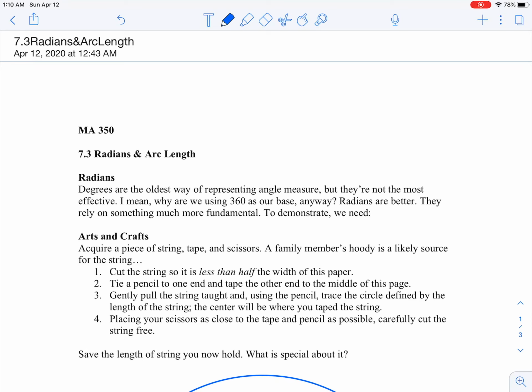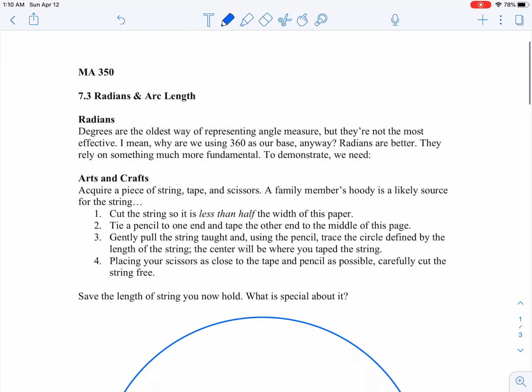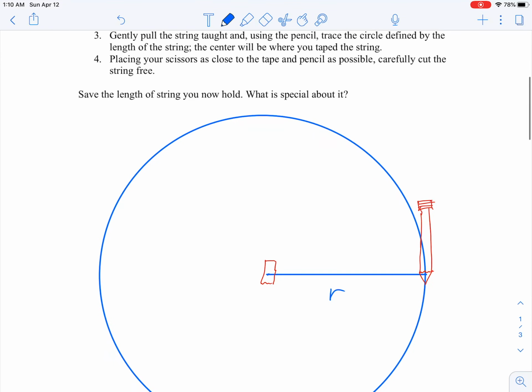3. Gently pull the string taut and, using the pencil, trace the circle defined by the length of the string. The center will be where you taped the string. Finally, place your scissors as close to the tape and pencil as possible and carefully cut the string free, like that and like that. Save the length of string you now hold. What is special about it?